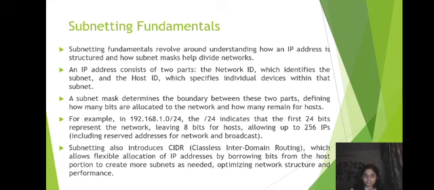For example, in 192.168.1.0/24, the /24 indicates that the first 24 bits represent the network, leaving 8 bits for the host, allowing up to 256 IPs, including reserved addresses for network and broadcast. Subnetting also introduces CIDR, which means classless inter-domain routing, which allows flexible allocation of IP addresses by borrowing bits from the host portion to create more subnets as needed, optimizing network structure and performance.